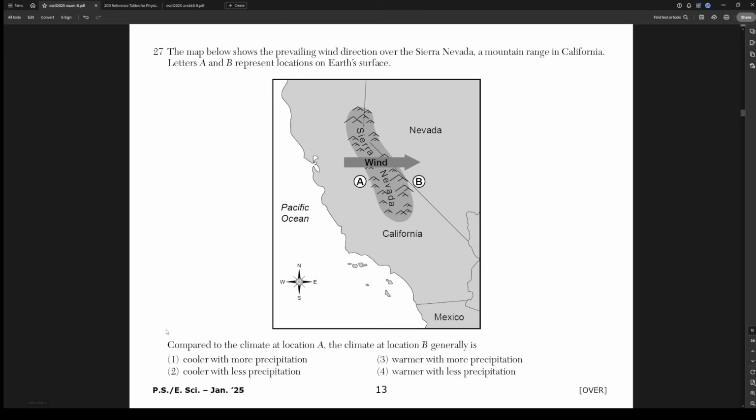27. Compared to the climate at A, by the way, I've been doing this a long time, so I do skip the top until I get stuck, and then I'll jump to the top and see if I missed something. But for you guys, you should always be reading this top section up here.